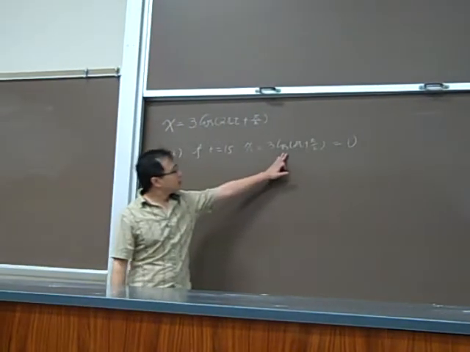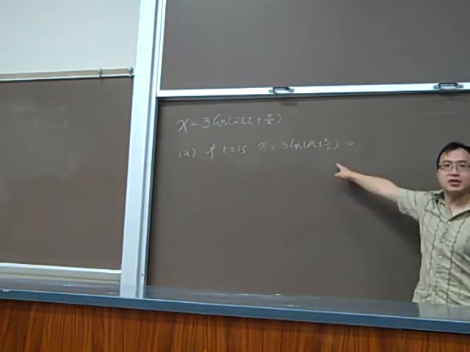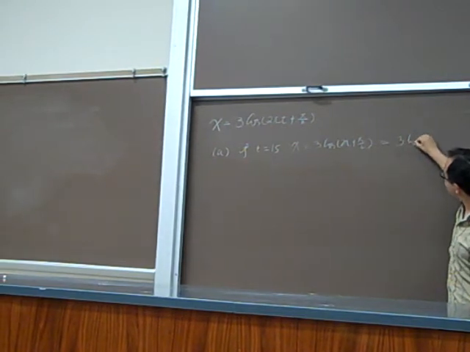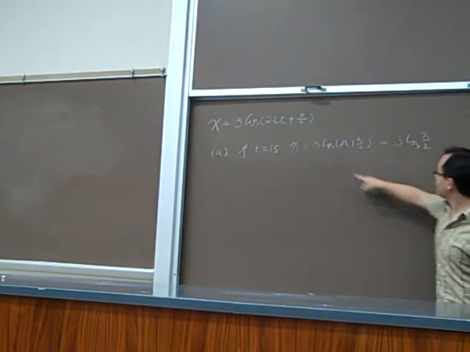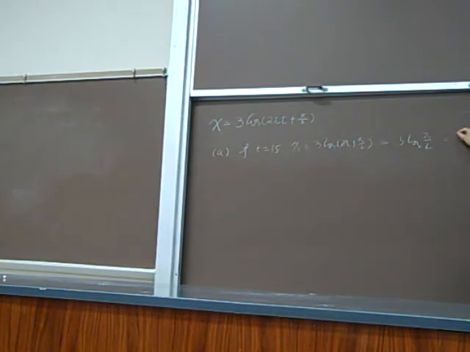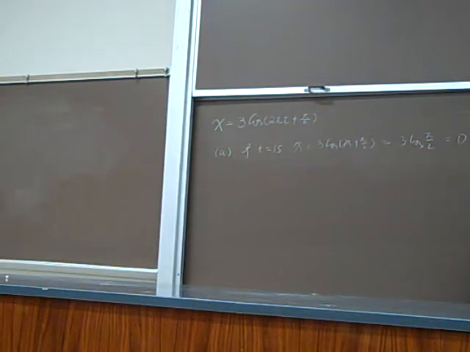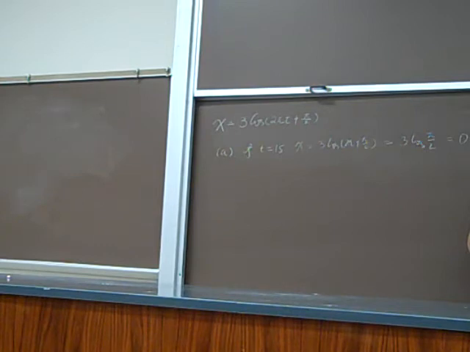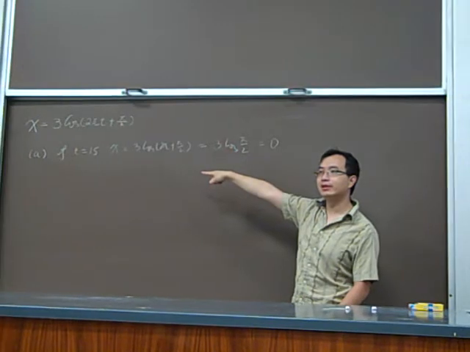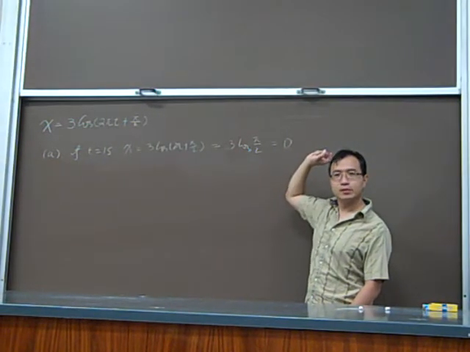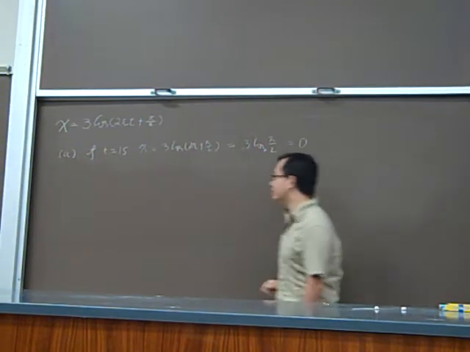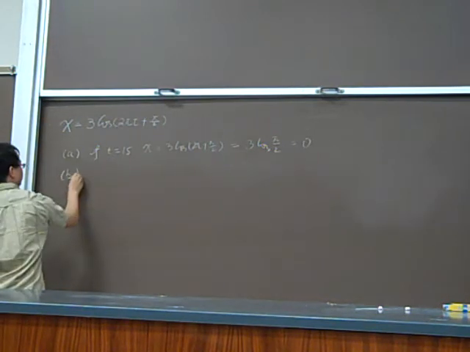Let's check. By the way, can you see this is 0? Because that's 3 times cosine half pi. Cosine of 2 pi plus half pi is cosine half pi, and cosine half pi is 0. Any question here? So at that particular time, the particle is at the center, the equilibrium position. Okay.